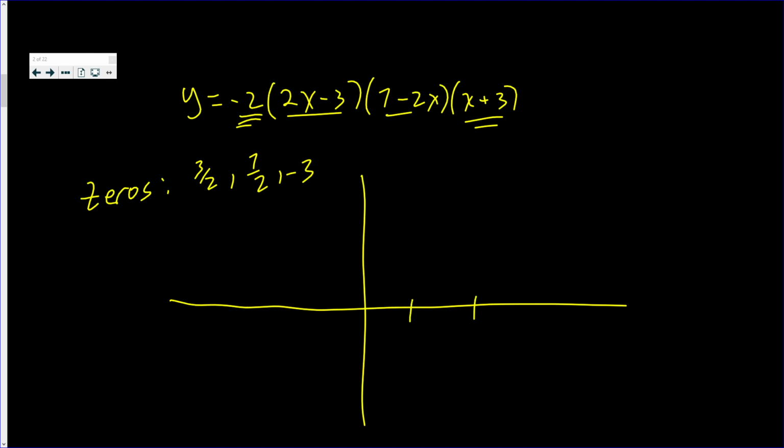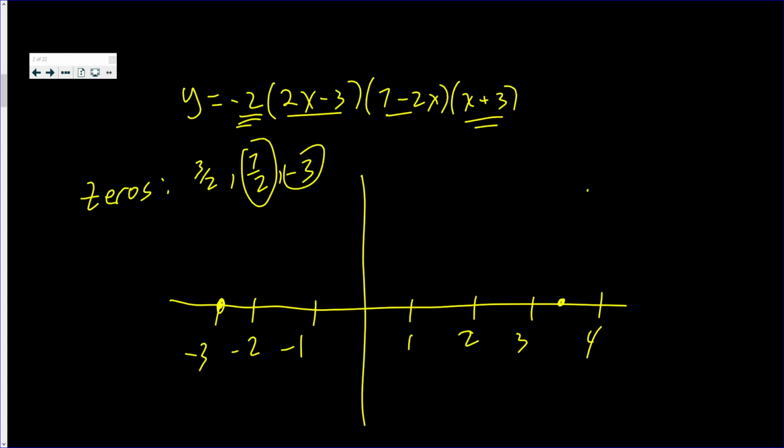So 1, 2, 3, 4. Negative 1, negative 2, negative 3. Well, it crosses at negative 3. 7 over 2 is 3.5. 2 goes into 7 3 times. What's one left over? 3.5. 3 over 2 is 1.5. So we have a 0 at 1.5, and at 3.5, and at negative 3.